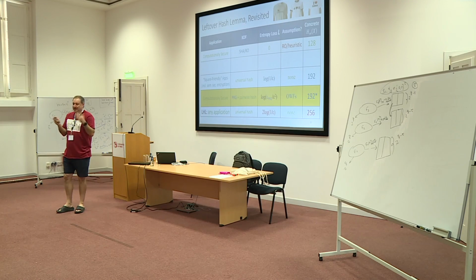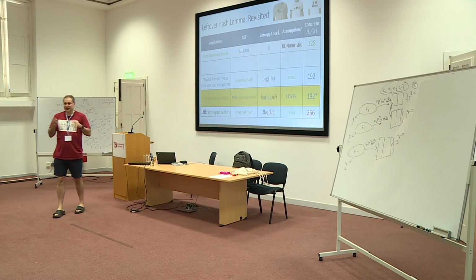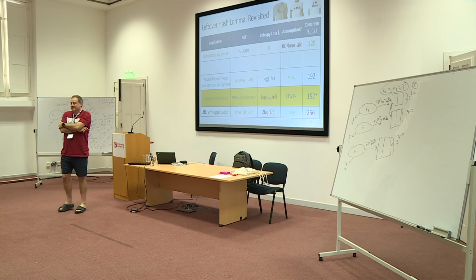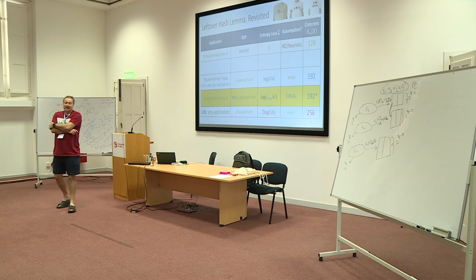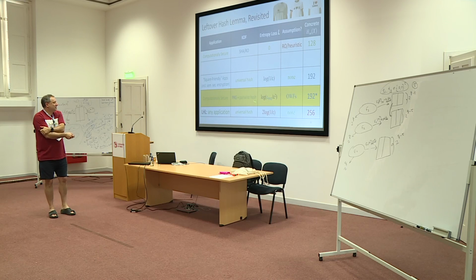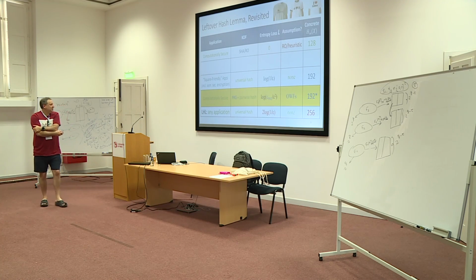So this will be a computationally secure key derivation function under minimal assumptions, basically using any PRG. I can get essentially an entropy loss of this form. So basically it will be almost the same.